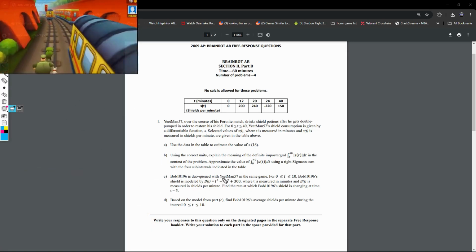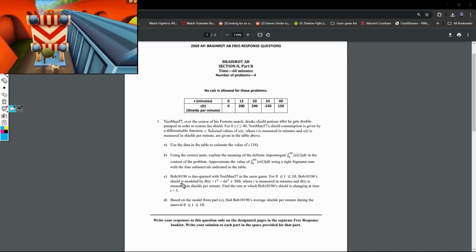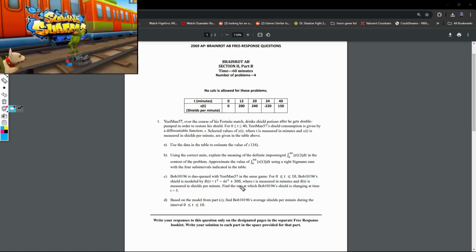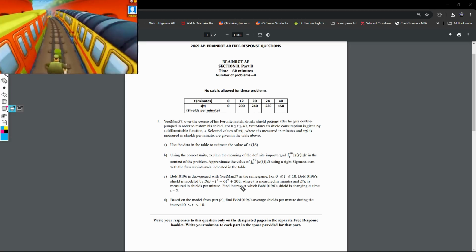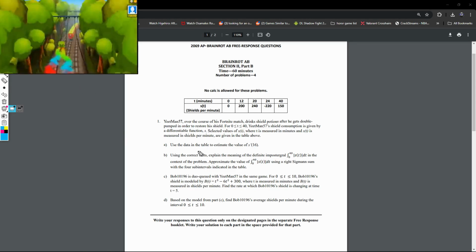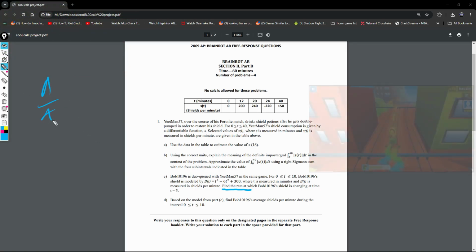C. Bob 10196 is still Q with Yeatman in the same game. For 0 to 10, Bob 10196's shield is modeled by B of T, where T is measured in minutes and B of T is measured in shields per minute. Find the rate at which Bob 10196's shield is changing at time T equals 5. Another easy one, guys. It says to find the rate, and instantly, what should pop into your head?